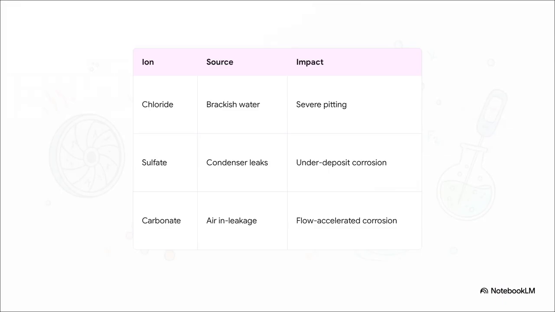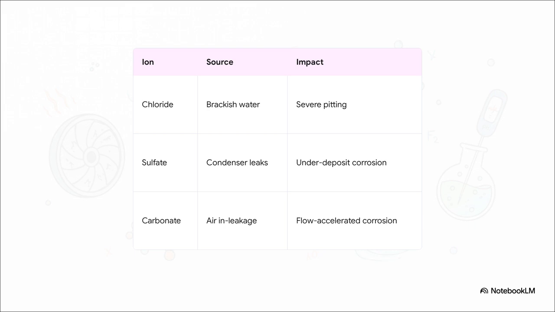Now, just like our cations, the anions have their own specific modes of destruction. First up, chloride. Usually sourced from brackish cooling water leaks, chloride is just ruthless. It causes severe pitting and stress corrosion cracking, especially if you're dealing with stainless steel. Then we have sulfate. Often sneaking in from raw makeup water or leaking ion exchangers, sulfate aggressively accelerates acidic attacks right underneath those deposits the cations just finished building.